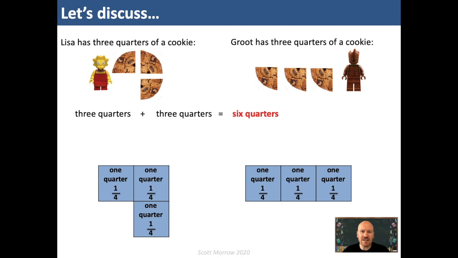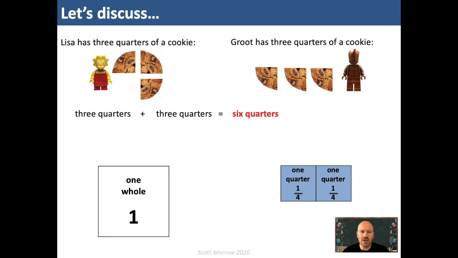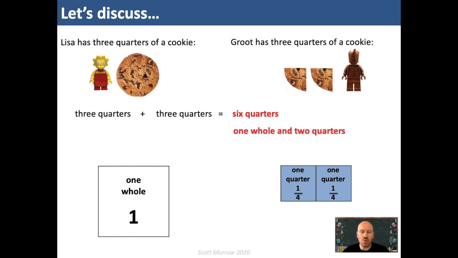But we can also give this answer in another way. If we take one of Groot's quarters and put it with Lisa's 3/4, then we've made 4 quarters, and 4 quarters together makes 1 whole cookie. So we can also say that they've got 1 whole cookie and 2 quarters.